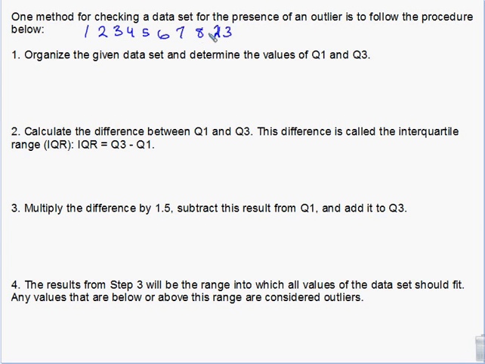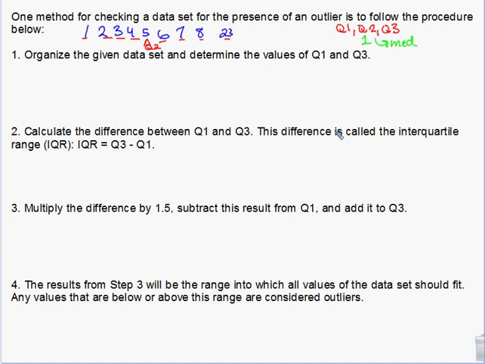1, 2, 3, 4, 5, 6, 7, 8, 9, 10. Oops, I counted 2 and 3 as 23. 1, 2, 3, 4, 5, 6, 7, 8, 9. Okay, I have 9 data pieces. So I have them in order already. So the first thing we want to do is find Q1, Q2, and Q3. You find Q2 first. That's our median. Is it 5? Yep, it's 5.